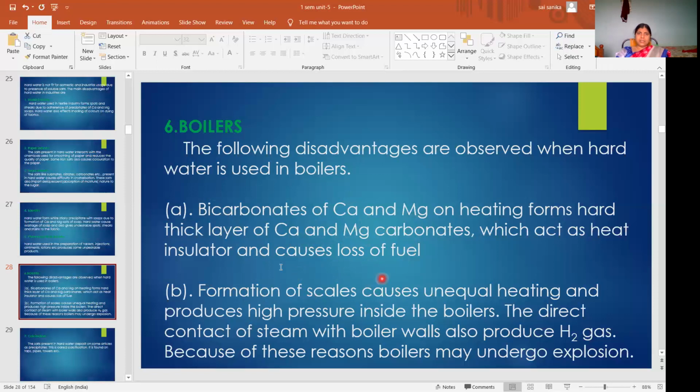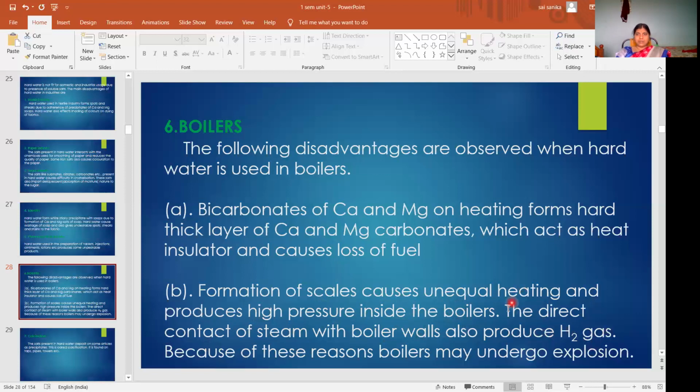Fuel will be wasted. And second one, formation of scales. Formation of scales causes unequal heating and produces high pressure inside the boilers. The scales will be formed. Due to that, what happens? Unequal heating takes place, and high pressure will be produced inside the boilers. Direct contact of steam with boiler walls also produces hydrogen gas.